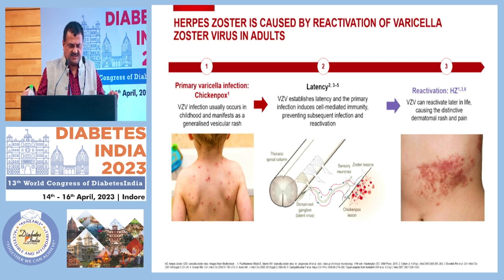Herpes zoster is caused by reactivation of the varicella virus in adults. The primary varicella infection, that is chickenpox, is the starting point, and it gives latency. The varicella zoster virus establishes latency, and the primary infection induces cell-mediated immunity preventing subsequent infection and reactivation. Gradually it can reactivate later in life as herpes zoster, causing the distinctive dermatomal rash and the pain.